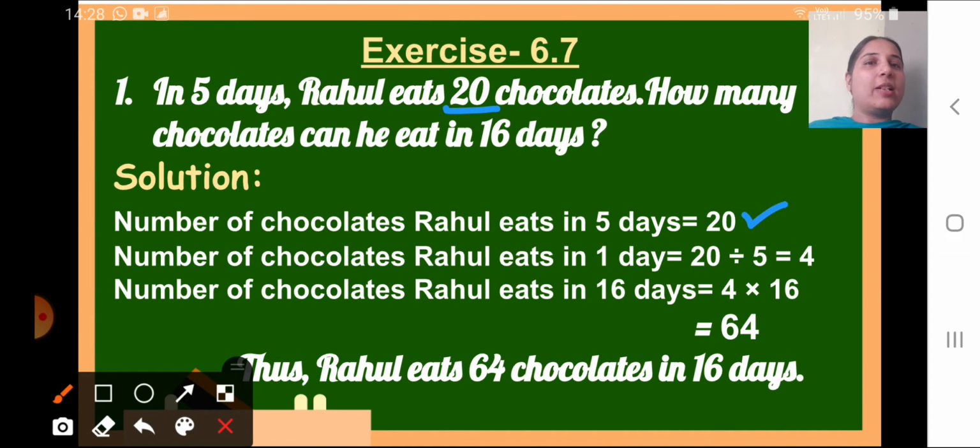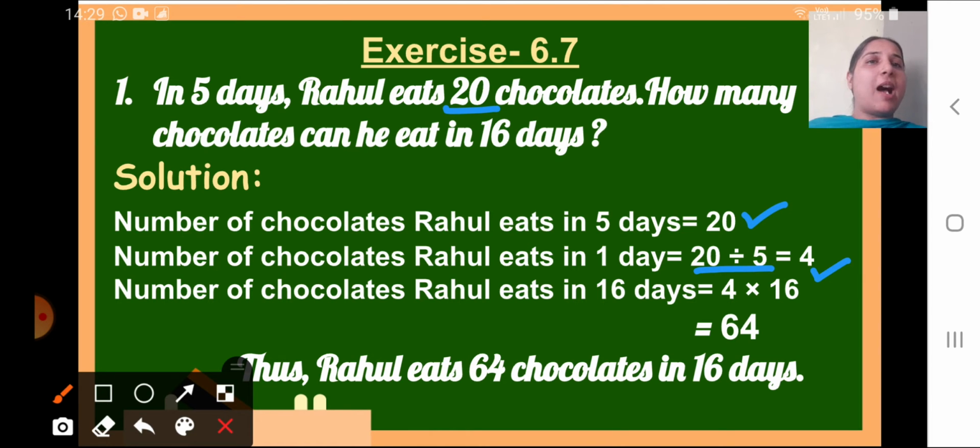That we will write. Now first we will find how many chocolates he eats in one day. So for finding how many chocolates he eats in one day, what we will do? We will divide. For finding one, we divide. So when we will divide 20 by 5, what we will get? 4. 4 5s are 20.